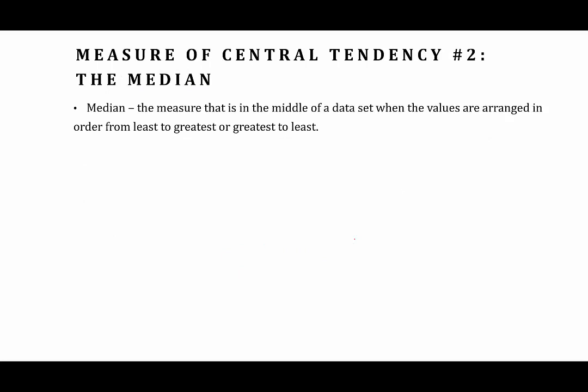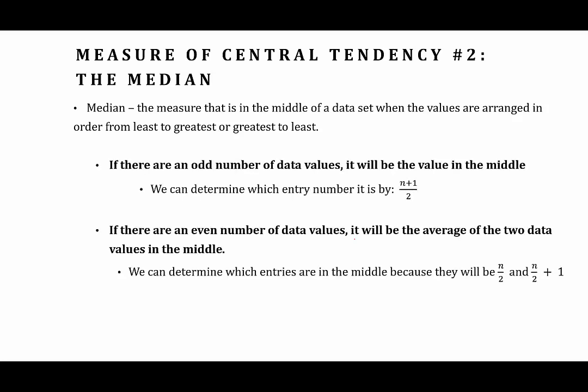Number 2 is the median. So the median is like the middle when they're lined up from least to greatest, greatest to least, or least to greatest. It actually doesn't matter. We line them up, and then we just try to figure out what number or numbers are in the middle.